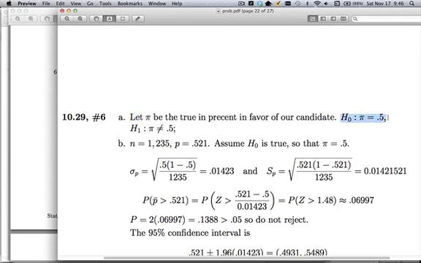Therefore, our null hypothesis is going to be that pi is 0.5, and then let's use a two-sided alternative. So before we look at the data, we don't really know if we're ahead or behind. Therefore, we'll be conservative and use this two-sided alternative. Now, the given has specified that we have a sample of 1235 and that our p is 0.521.